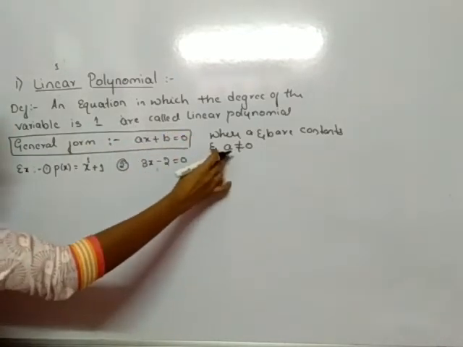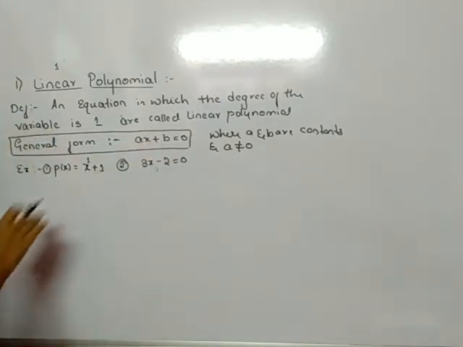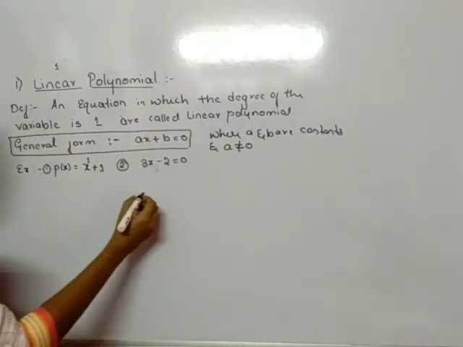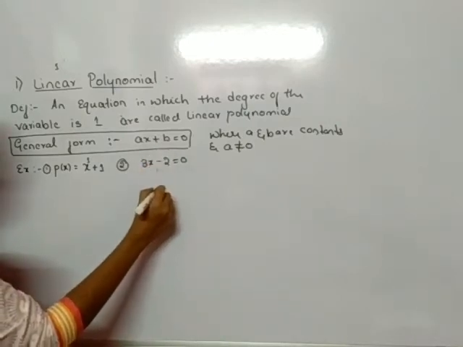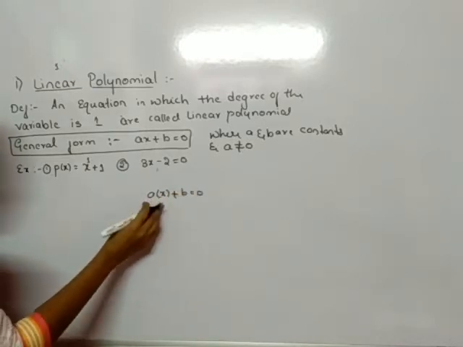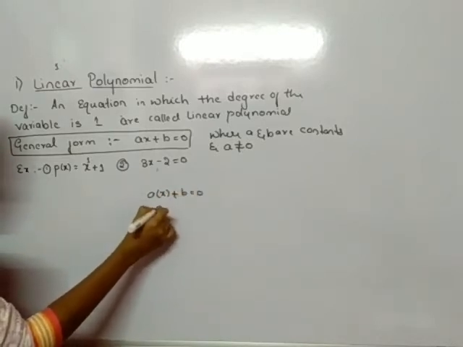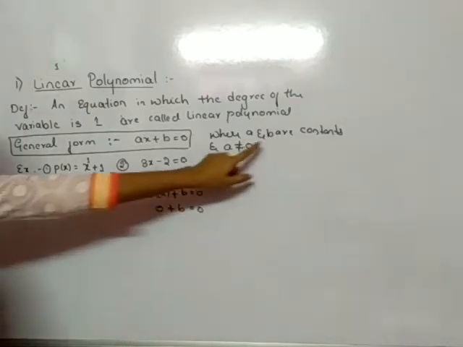If, as I told here, a must not equal 0, right? If a becomes 0, how will the equation look? We'll check it once. If a becomes 0 here, then ax plus b is equal to 0. This whole term will become 0 now, isn't it? Then 0 plus b is equal to 0. You know that b is what here?